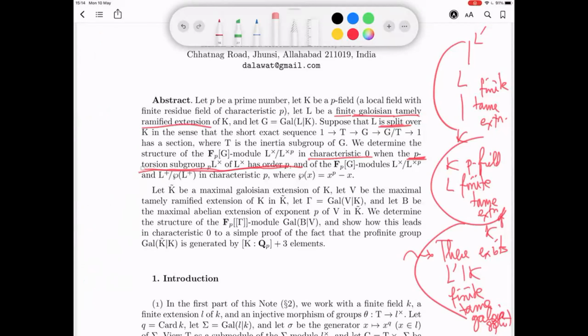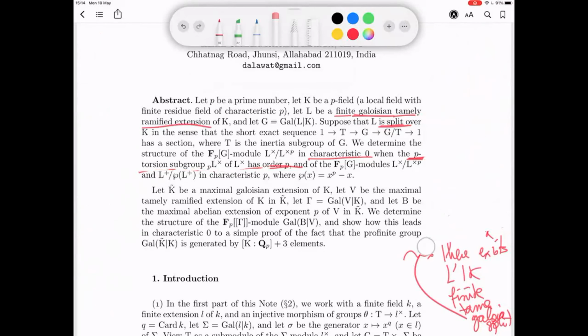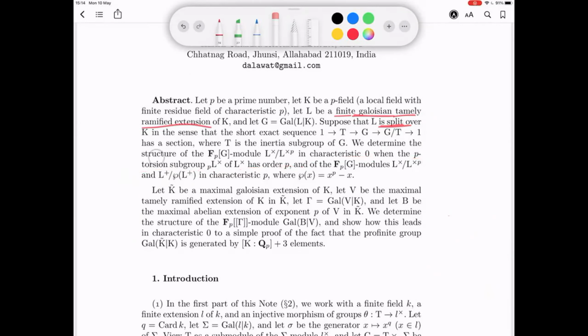So requiring it to be split and having all these properties is not really a restriction. Of course, requiring it to be tame is very much a restriction, and our method will not work if it's not tame. So let's get back to this. L is this, and here this exact sequence has a section. That's the hypothesis. But T, as I said, is the inertia group.